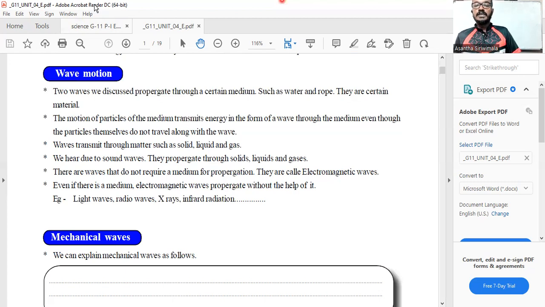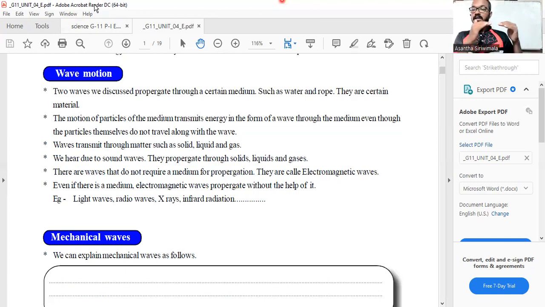We hear due to sound waves, they propagate through solids, liquids, and gases. So there were previous examples in your previous grades proving that sound waves can be propagated through solid, liquid, and gas. There are waves that do not require a medium for propagation. They are called electromagnetic waves.